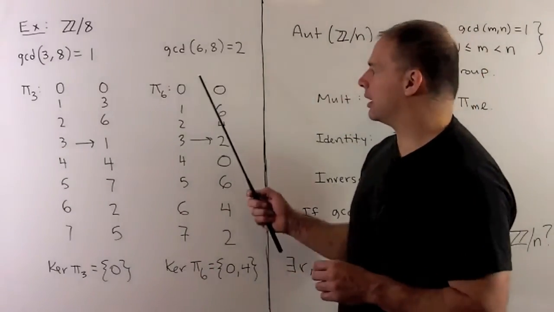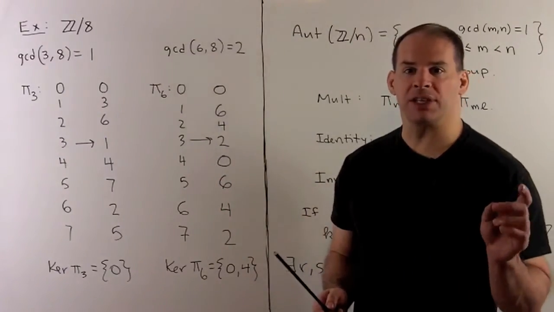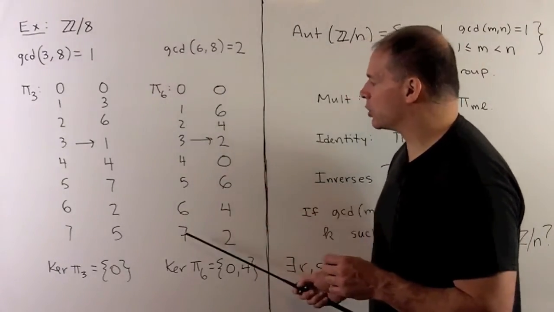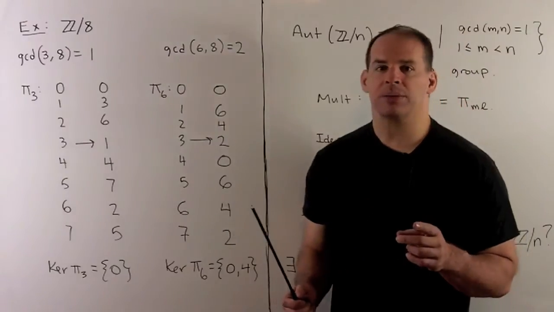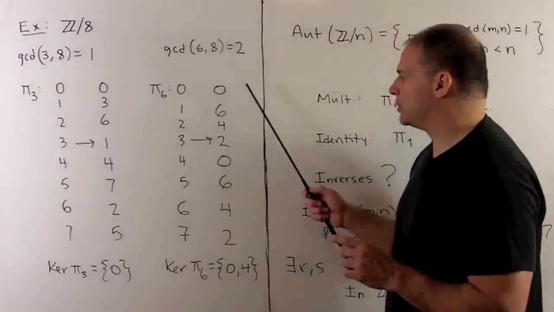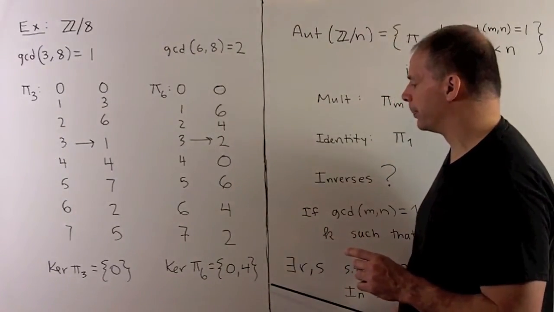Then I can consider pi 6. The greatest common divisor of 6 and 8 is 2. We multiply each of these numbers by 6 and reduce modulo 8. Then we notice we don't have a bijection anymore. So we have 0 occurring twice, so our kernel has 2 elements in it.